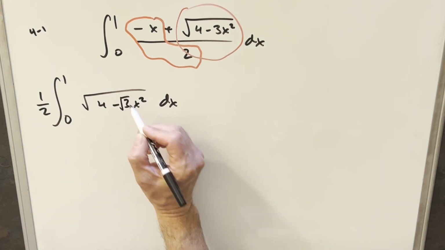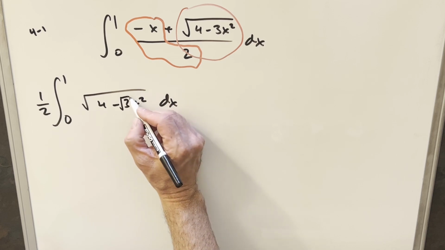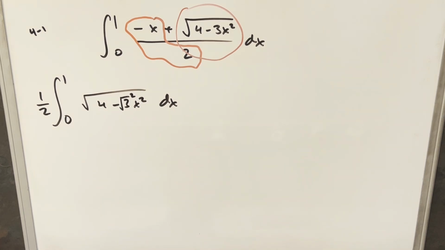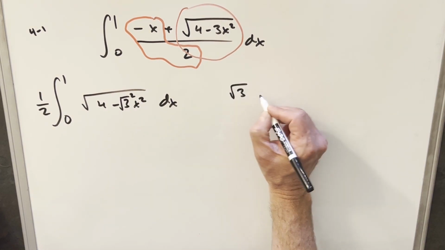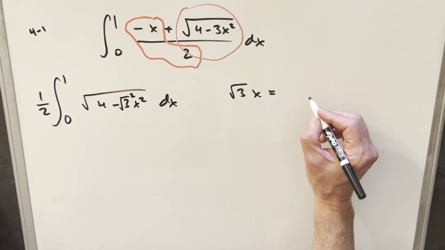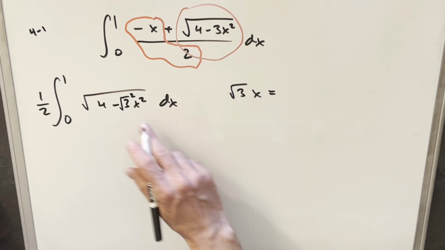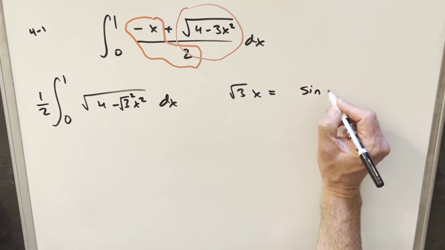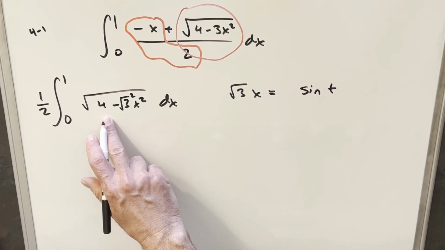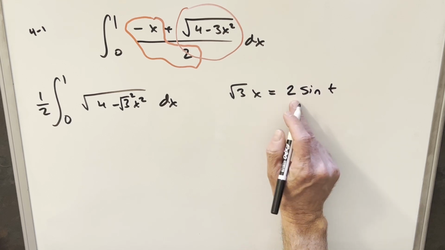What I can do is write the 3 as square root of 3 squared here. So then I'll make a substitution for square root of 3 times x. And I'm going to want to use sine, because notice this is like 1 minus x squared, so this is a good case to use sine in the trig substitution. But I want to match this 4, so I'm going to put a 2 in front.